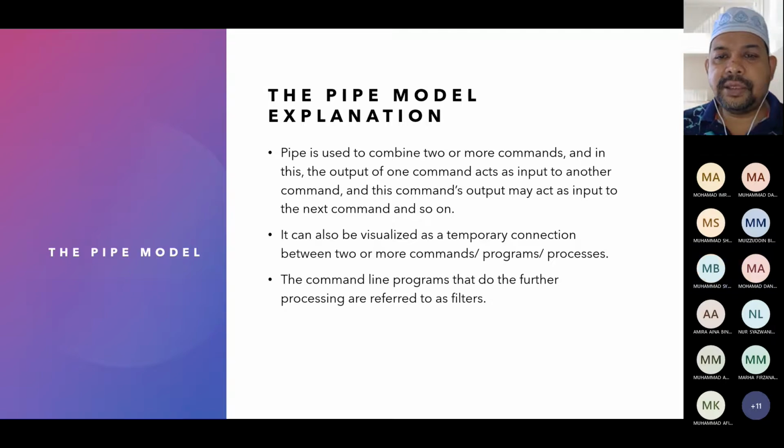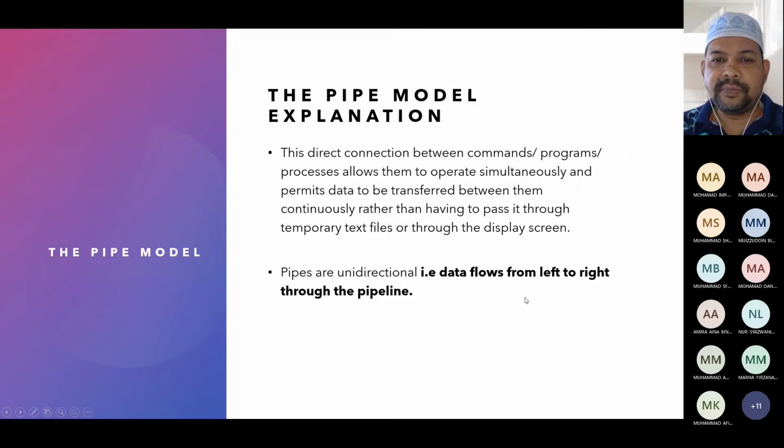To combine two or more commands, the output of one command acts as input to another command, and this command's output may act as input to the next command, and so on. It can also be visualized as a temporary connection between two or more commands, programs or processes. The command line programs that do the further processing are referred to as filters.